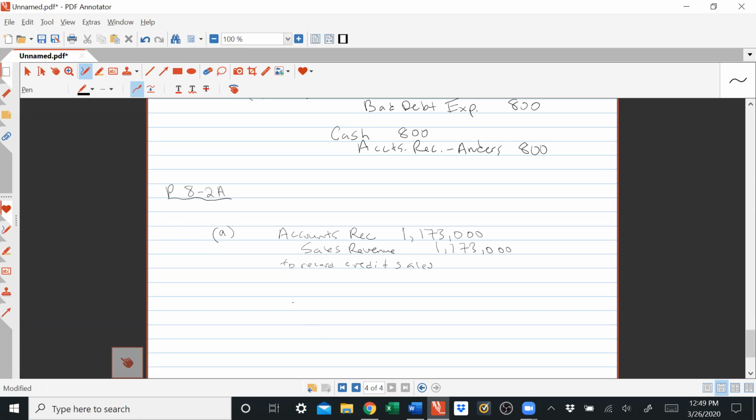That's that one. The collections, debit cash, and get rid of the accounts receivable that you just collected. So credit accounts receivable, $1,175,000. So to record collections on account. So that takes care of those two.